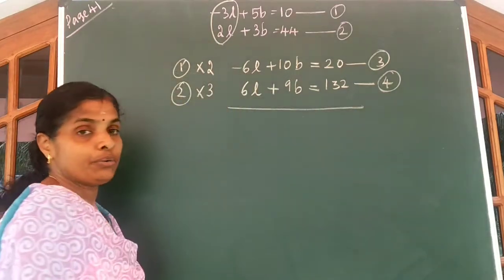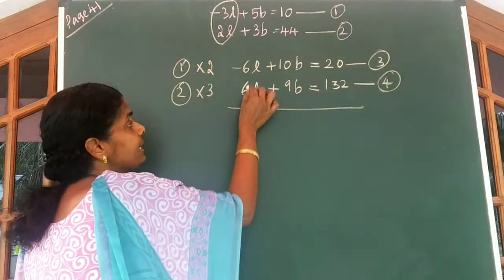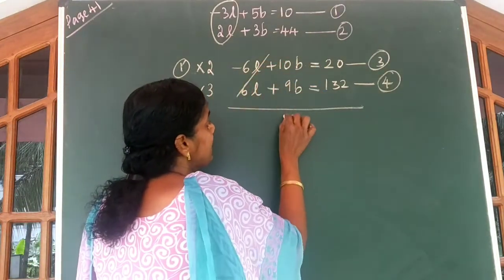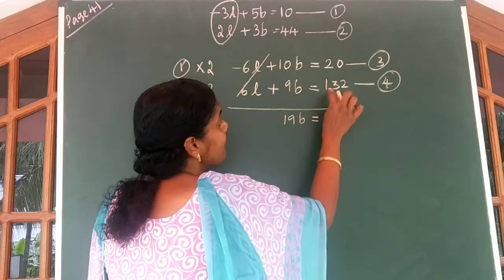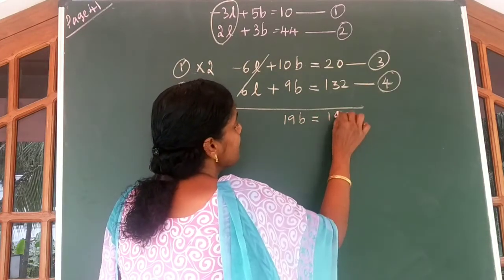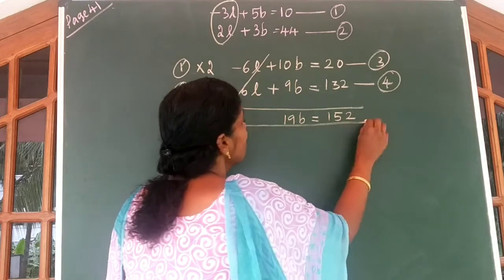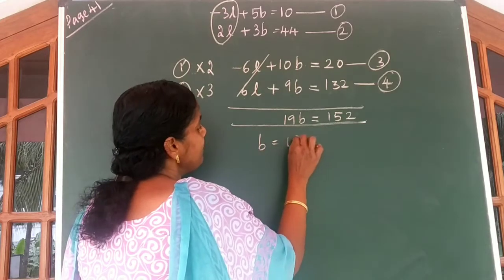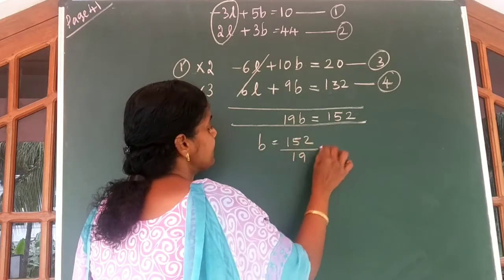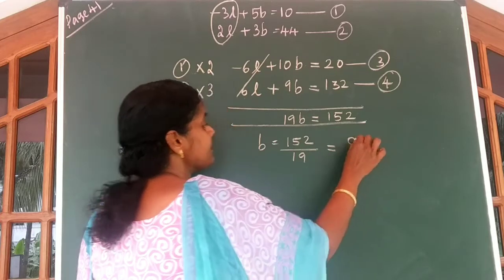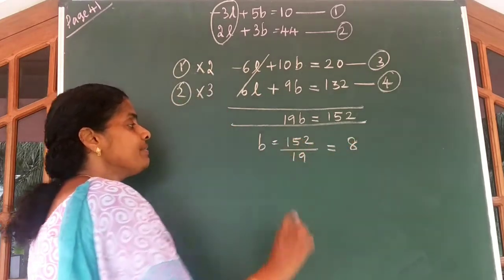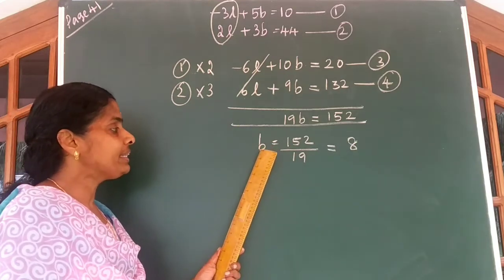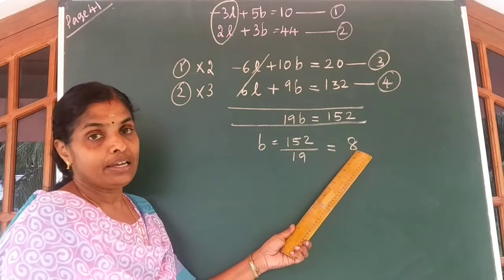If you add the two equations, minus 6L cancels with plus 6L. 10B plus 9B gives you 19B. 132 plus 20 gives you 152. So what is the value of B? B is equal to 152 divided by 19, which gives you 8. 8 into 19 gives you 152. Okay. Now we got the breadth as 8 meter.